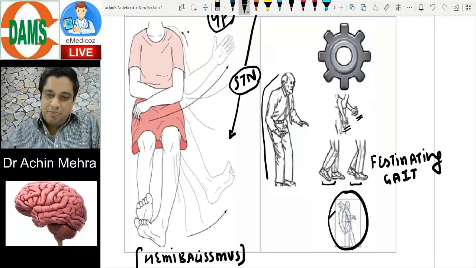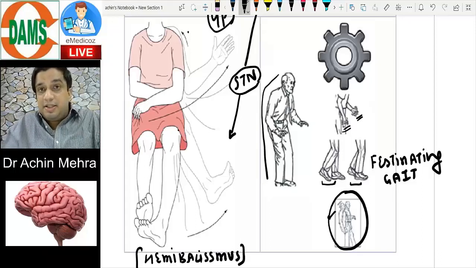When I try to pull the patient backward, he's going to fall over me because of postural instability. Yes. And what test have we done here? The pull test, the pull test.